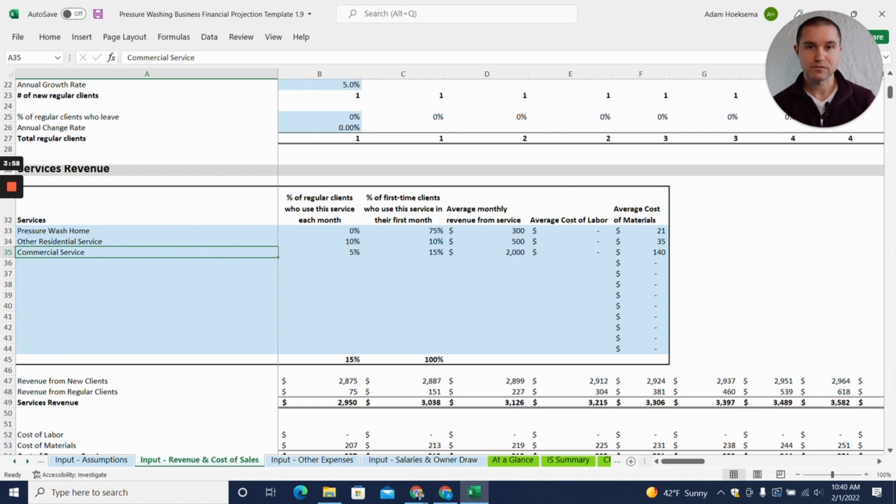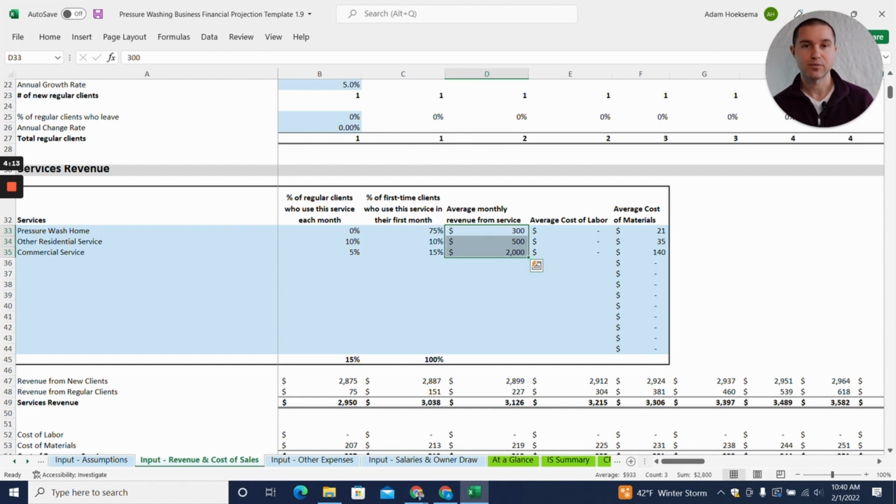And you can break down what percentage of your first-time clients will fit in each bucket, and then what percentage of your customers will use you every month for those services, as well as how much you expect to generate in revenue per month from these customers.